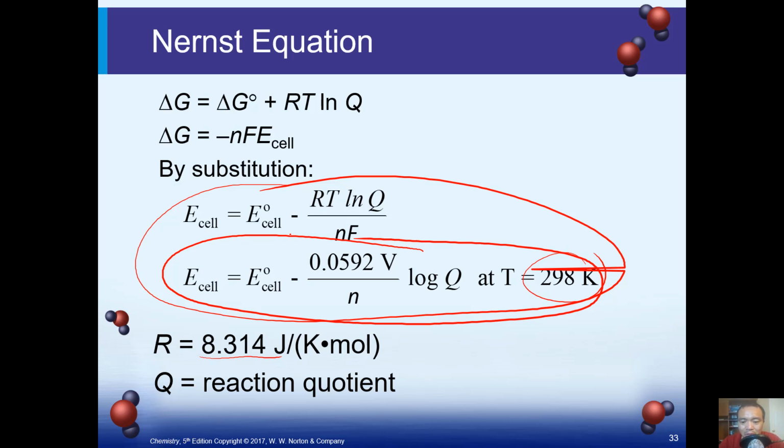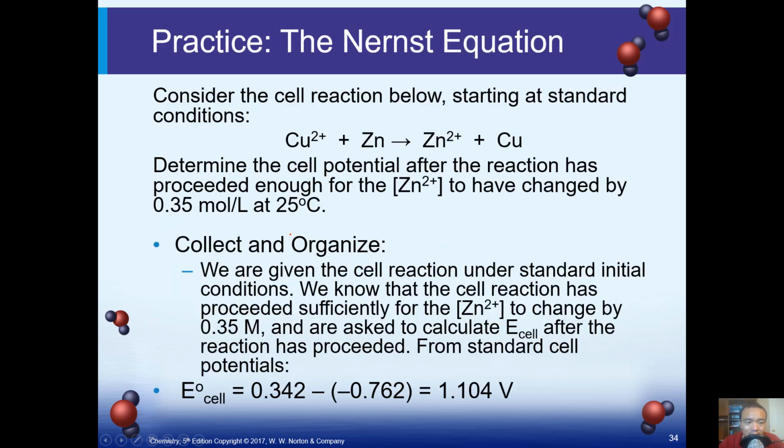The Nernst equation allows us to calculate the E cell as concentrations change. As the cell reaction proceeds to the right, the concentration of products increases and Q increases. As Q increases, the value of the E cell will decrease. When E cell reaches 0, the cell reaction will stop because the cell reaction has reached equilibrium and there is no cell potential. Let's work on an example.